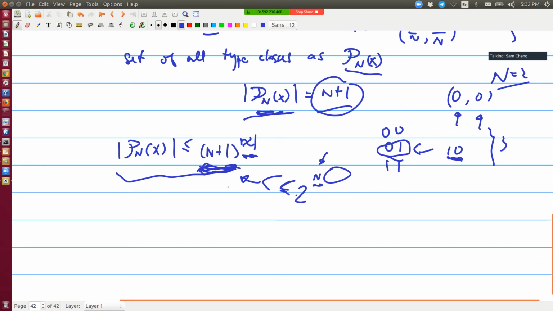But that cannot be used for x equal to 2. No, you can use it. This is a bound, right? This is not exactly tight. Oh, this is just a bound. It's bounded by something.